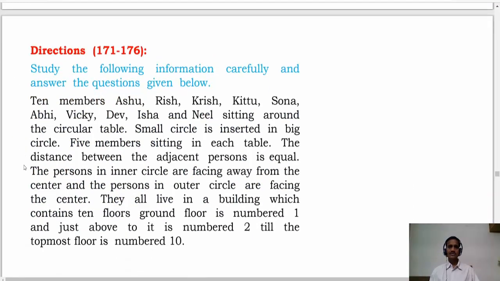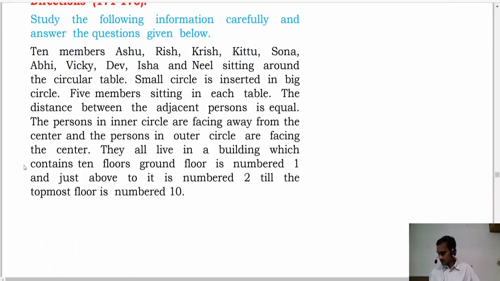Next one 171 to 176. Now in this 171 to 176 what is the information we have? 10 members were there. Ashu, Rishi, Krish, Kittu, Sona, Abhi, Vicky, Dev, Isha and Anil. These 10 members are seated around a circular table. Small circle is inserted in a bigger circle.